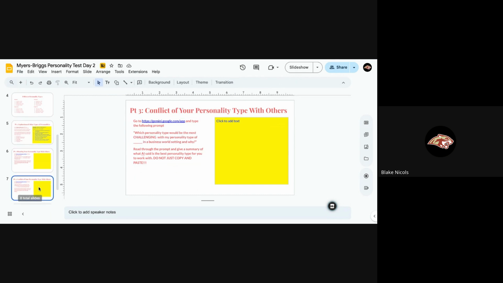And then you're going to kind of flip it to the other side of it. And which personality type would be the most challenging with my personality type in the business world and why? You kind of reflect on that right there.